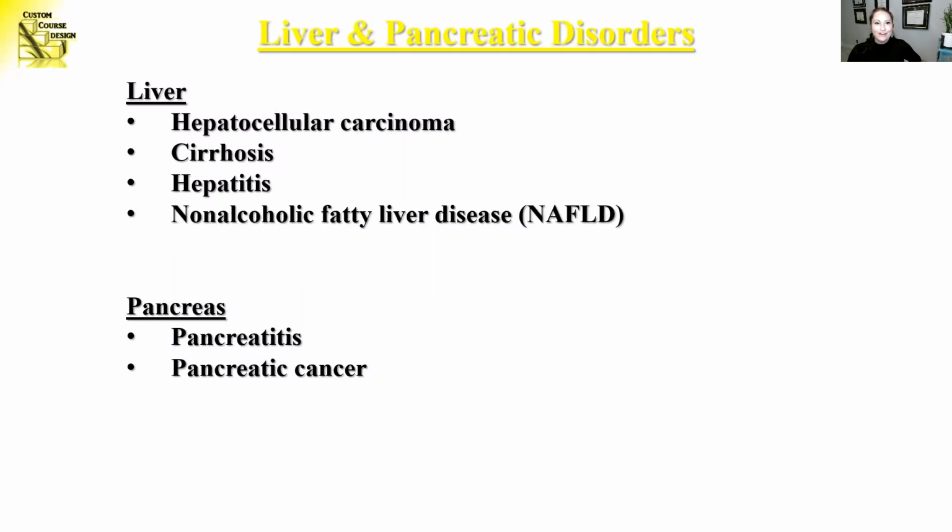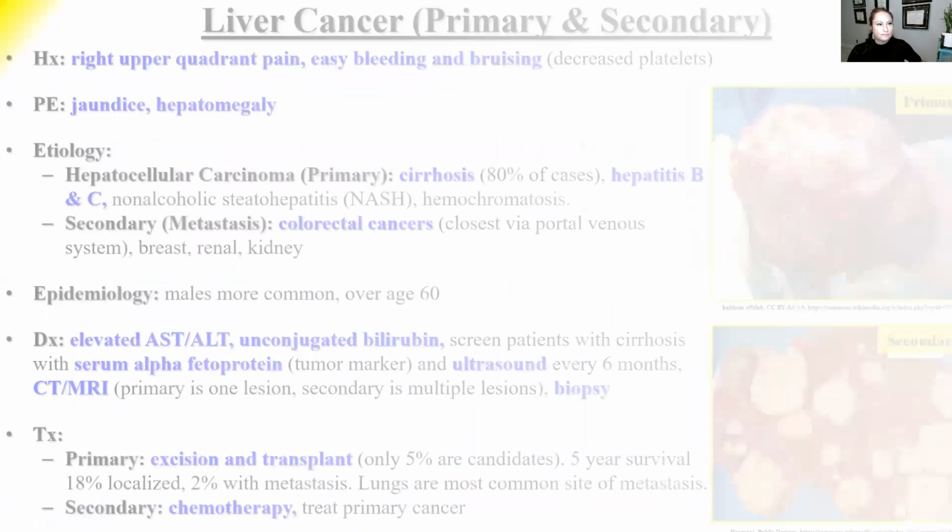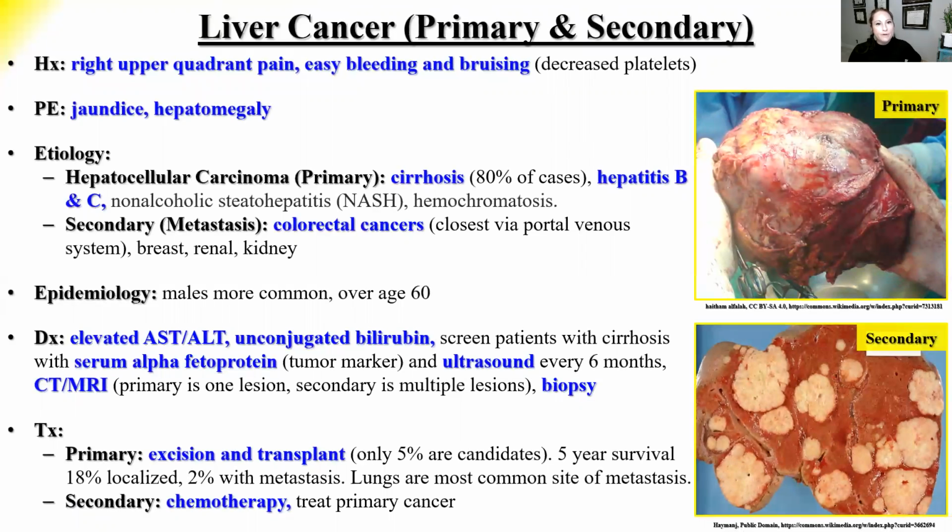Let's talk about our liver and pancreatic disorders. So we'll start with our liver. Liver cancer. We have primary causes and secondary causes of liver cancer. The patient is going to present with right upper quadrant pain. Remember, that's where the majority of the liver lives in the body. Easy bleeding and bruising because the liver is responsible for the development of clotting factors. On physical exam, jaundice, hepatomegaly, you're having that buildup of bilirubin. Hepatomegaly, why? Because there's a tumor in there.